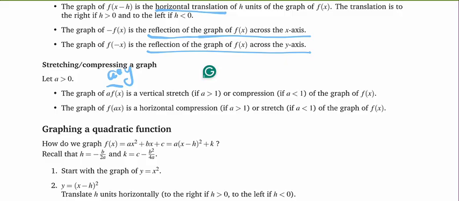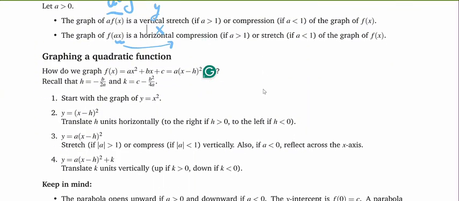If, on the other hand, it's a fraction like half y, then it's a compression. Same thing for f of a times x, except that this is a horizontal compression if a is greater than 1, or a stretch if a is less than 1. Because this is a times x. The a is multiplying x. That's why it's a horizontal. Horizontal means x. Vertical means y.